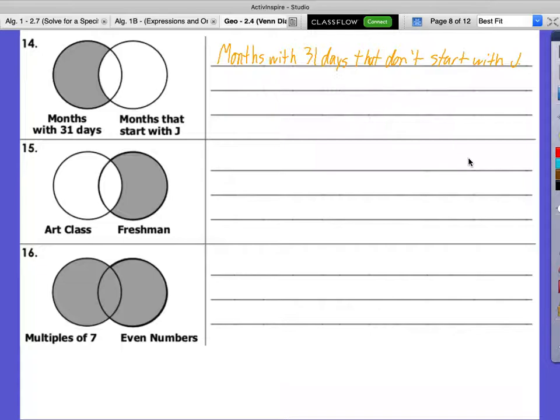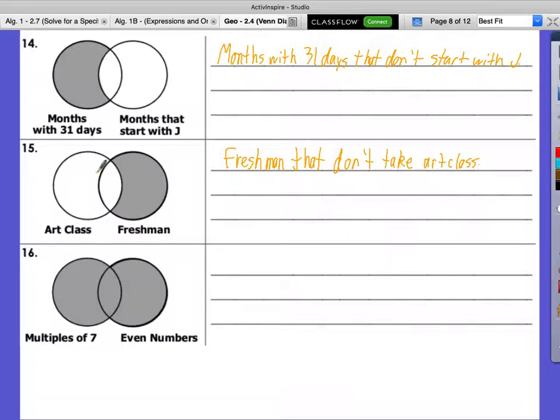What would 15 look like? Someone raise your hand for 15. Gracie. Freshmen can't take art class. Freshmen that don't take art class. This is all the freshmen that are not in art. So freshmen that don't take art class, aren't in art class. As long as we get across that it is the freshmen that are not a part of our class somehow, that's fine.